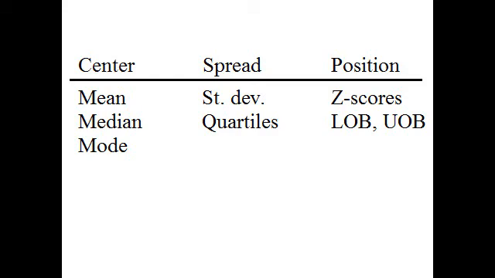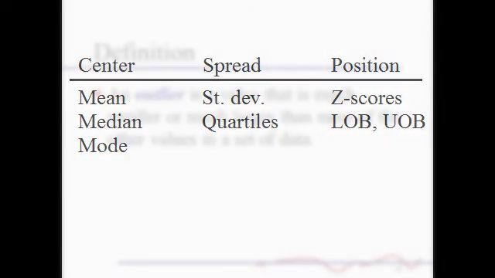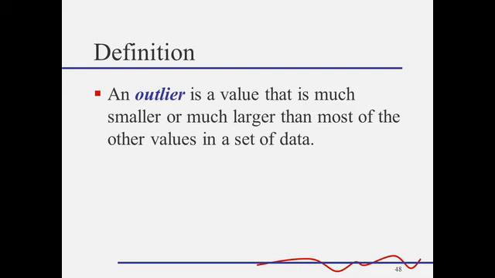For the median and quartiles, we also have the LOB and UOB, which stands for the lower outlier bound and the upper outlier bound. But what is an outlier? It's a value that lies outside the rest of the data, either much smaller or much larger. So if we're looking at a data set, how do we know if something is an outlier? That's where the z-scores and outlier bounds come in.